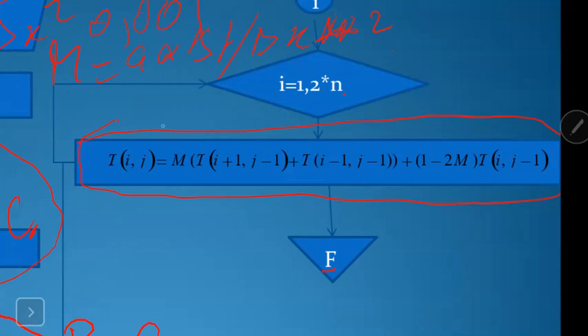Then we write it and we do 2 loops: a loop for the x-axis and a loop for time. Then we determine all the temperatures, and with the initial and boundary conditions, we find here the final temperature in all the nodes. Understood?